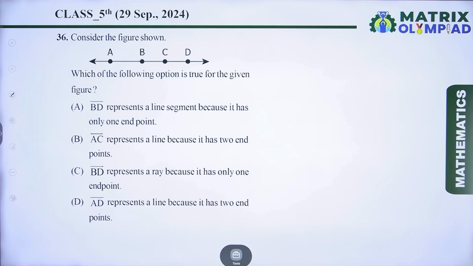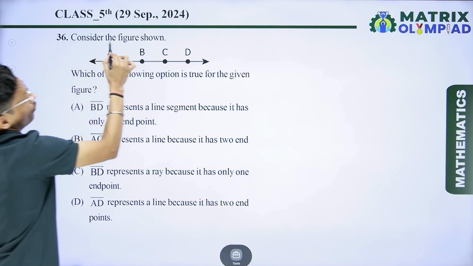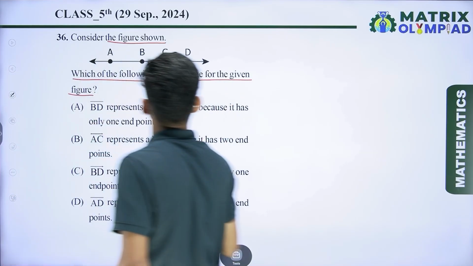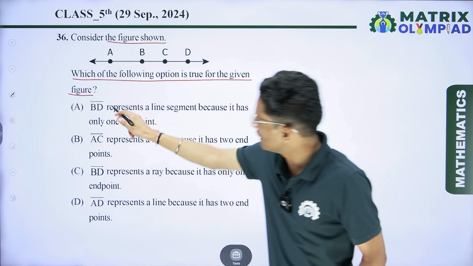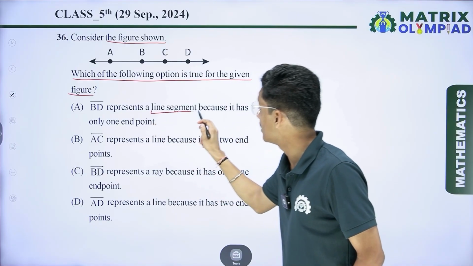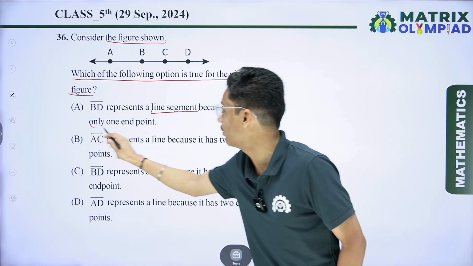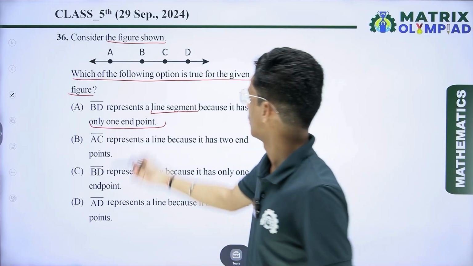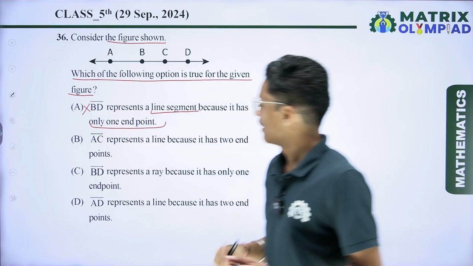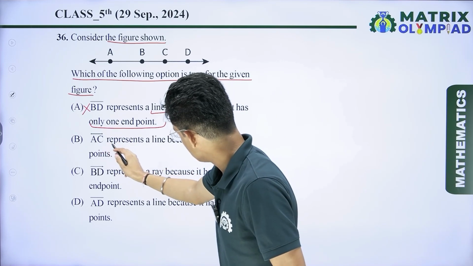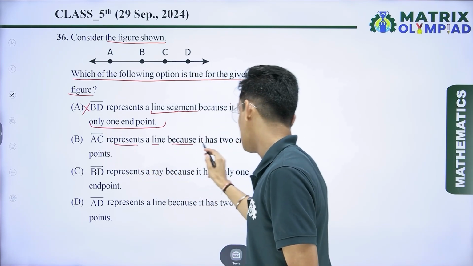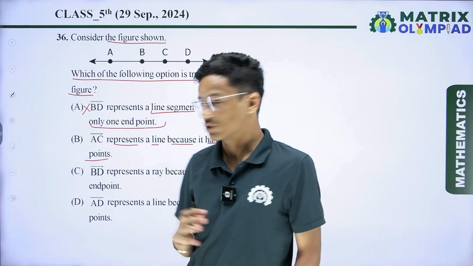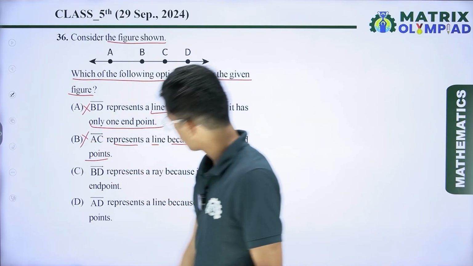Now the next question: consider the figure shown, which of the following options is true for the given figure. So here BD represents a line segment because it has only one endpoint, but a line segment has two endpoints, so this is wrong. Now the next point, AC represents a line because it has two endpoints, but a line has no endpoints, so this option is also wrong.